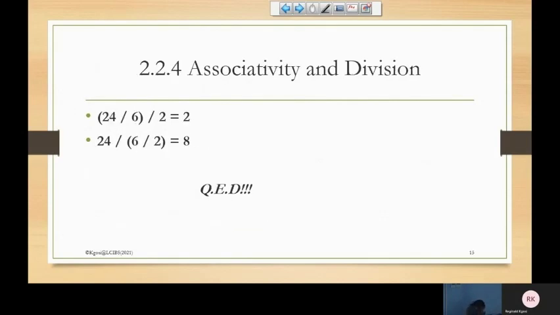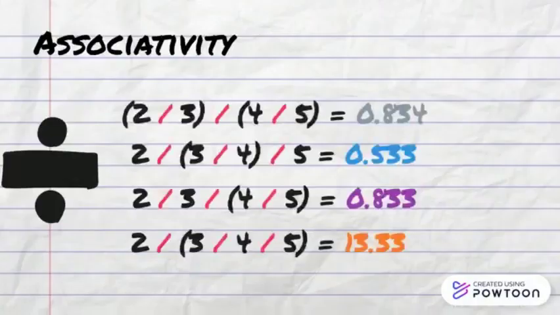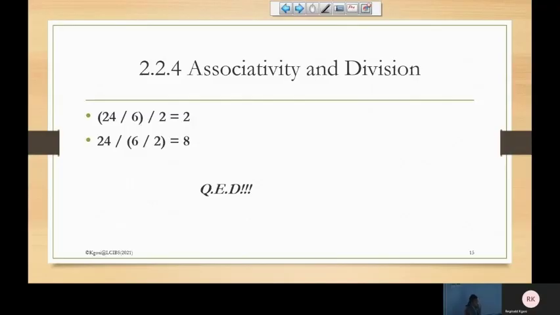Then finally with the division there, remember you don't change the position of the sequence of the numbers. What you simply do instead is you change the position of the brackets. The first one there, 24 divided by 6. Then after getting the answer of 24 divided by 6, you divide that again by 2. 24 divided by 6, we see there is 4. Then you divide that 4 by 2, you get the answer being 2.